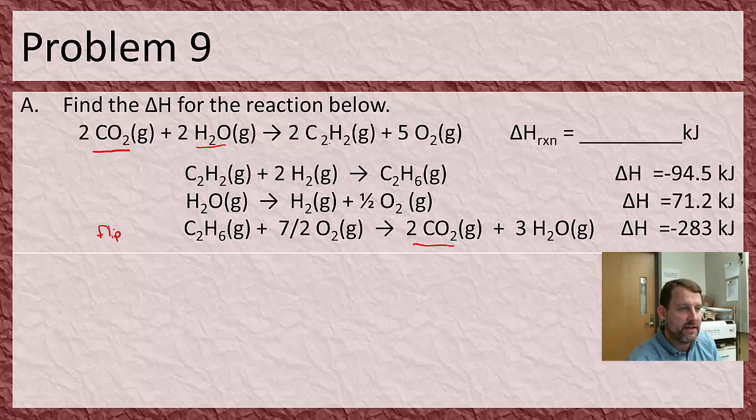And then the next thing I need to see is I need C2H2 on the product side. So I find here's my only C2H2 right here. I need to flip this one as well because I need this on the products. Right now it's on the reactants. So that's going to flip this one.